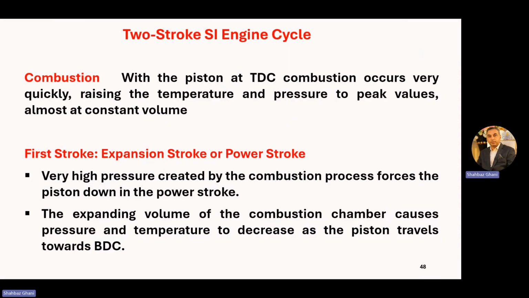Now, two-stroke SI engine combustion with the piston at TDC. Combustion occurs very quickly, raising the temperature and pressure to peak values almost at constant volume. First stroke, expansion stroke or power stroke. Very high pressure created by the combustion process forces the piston down in the power stroke. The expanding volume of the combustion chamber causes the pressure and the temperature to decrease as the piston travels towards BDC.